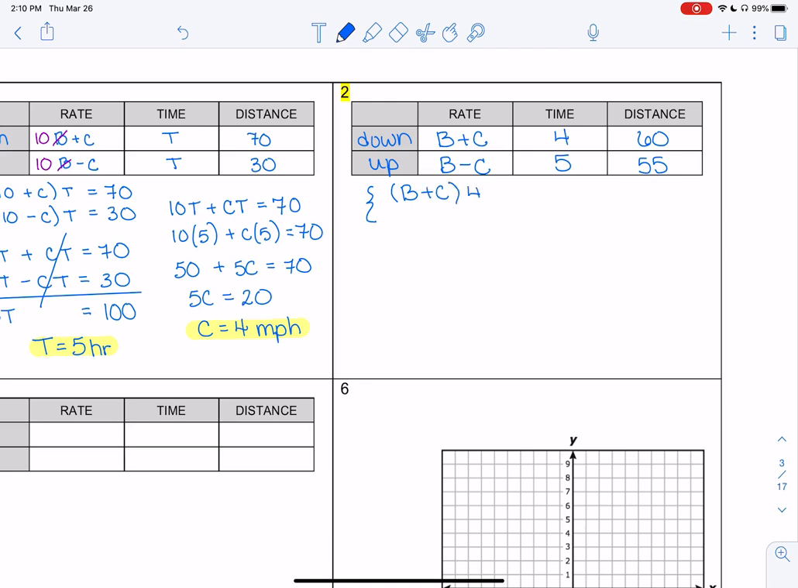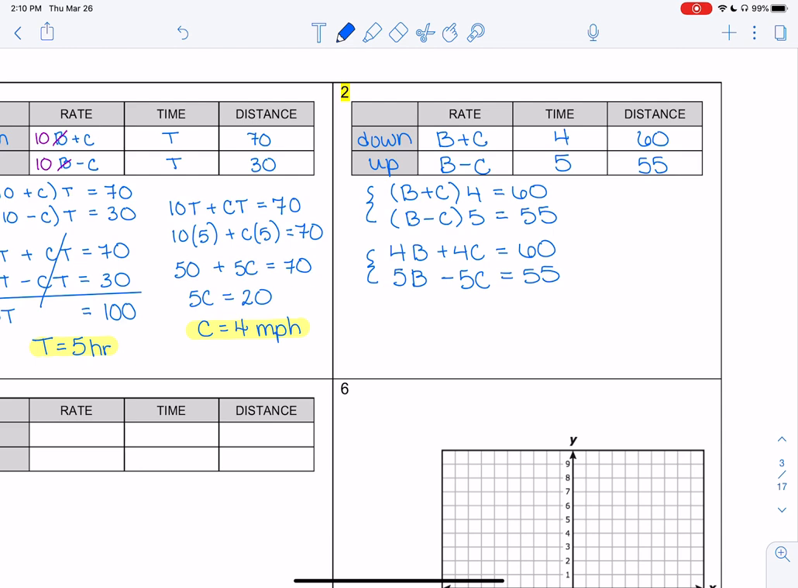B plus C gets multiplied by 4 to set equal to 60. Also B minus C gets multiplied by 5 to set equal to 55. Now go back and distribute and simplify. So 4B plus 4C equals 60. 5B minus 5C equals 55.